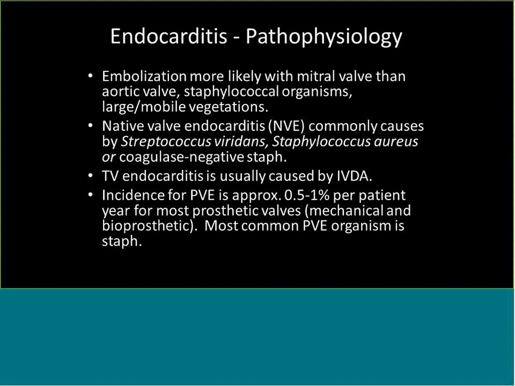Clinically, as far as the pathophysiology of the structural heart problem, embolization is more likely to occur with the mitral valve than the aortic valve. So when you're evaluating a patient who you're concerned has endocarditis, if they have septic emboli, it's more likely from their mitral valve than the aortic valve. It's usually staphylococcal organisms and from large mobile vegetations, which makes sense. Native valve endocarditis is commonly caused by strep viridans, staph aureus, or coagulase negative staph.